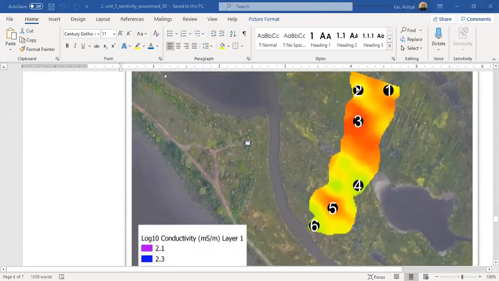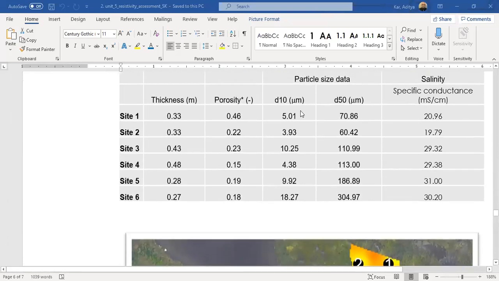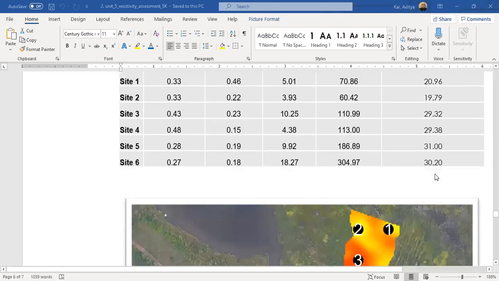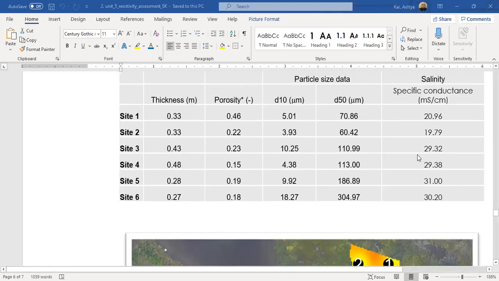So we drilled holes. Now you can see where they drilled their 6 holes. These 6 holes gave you this information on the thickness of the layer, and the porosity. Porosity means the pore spaces present in the soil through which fluids can move. The particle size means how big the sand grains or the soil grains were, and the salinity they found. So based on this, site 1 has these values for these 5 parameters, site 2 has these values. So do you see any correlation?